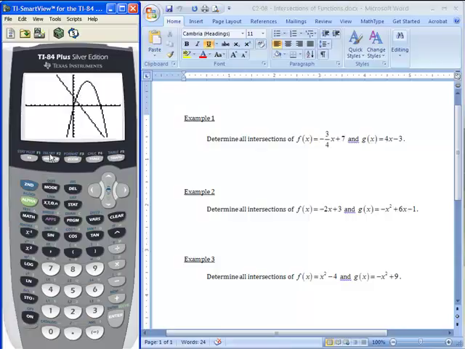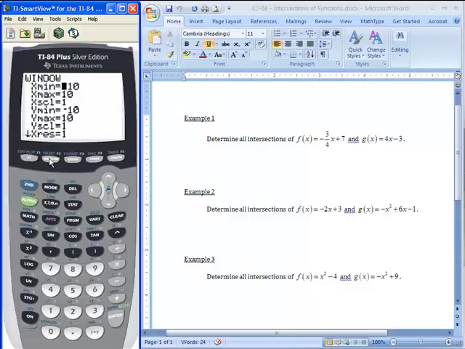So let's do that, pressing the window key. X min, I just said I'm going to choose about negative 3. X max, I said I'd leave at 10. And I don't think we need to adjust the x scale. You can if you like. Y min, I'm going to extend down to negative 15. And y max, I'm going to reduce to just 5. We'll graph again in this new window.